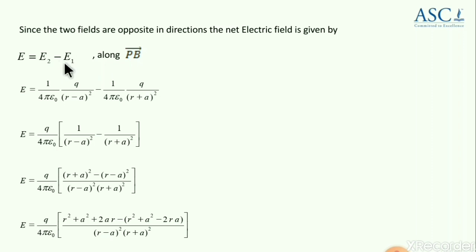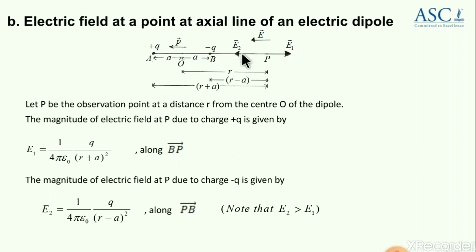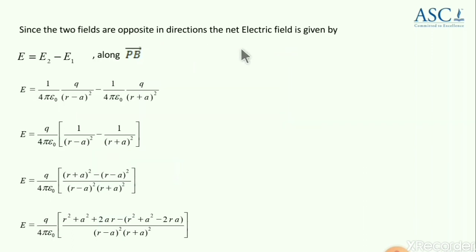You have learned the parallelogram law of vector addition. From that it follows. You can also recall, if two vectors are in the same direction, it will become plus. Now since the two fields are in opposite directions, here one is along the positive side, another is along the negative axis. So the total field will be subtracted and E2 comes first. So you subtract E2 minus E1, and the direction of the resultant total electric field will be PB.